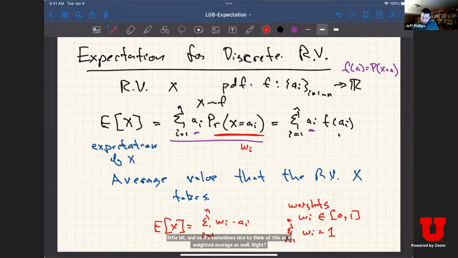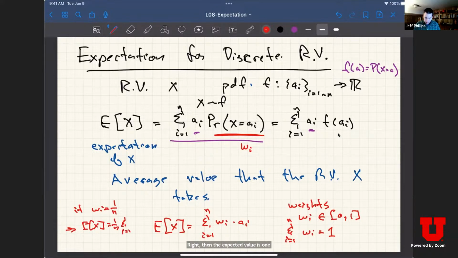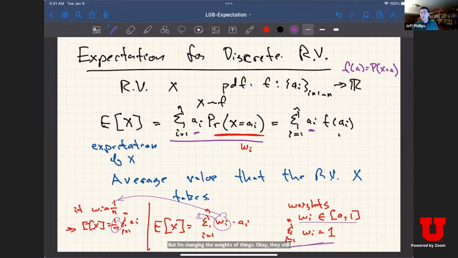But if each w_i is 1 over n, then the expected value is 1 over n times the sum from i equals 1 to n of a_i. What's happened here is that if each w_i is equal to 1 over n, then I can bring this factor out from the sum, so I've moved it out on the left side. So you can think of it as a generalization of just an average, but I'm changing the weights of things. They still have to add up to 1, and they still have to be between 0 and 1.